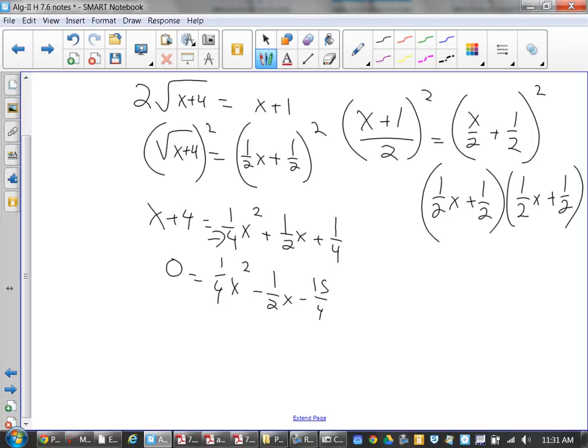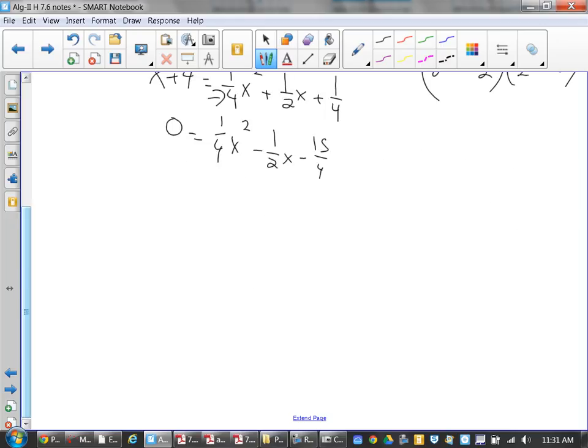Yes, ma'am. So at this point, can we pull out a common factor? Yeah, you can do that. You end up with x squared minus 2x minus 4. There you go. First rule is GCF. What's GCF in this case? It's a quarter. Y'all had a quarter in there.